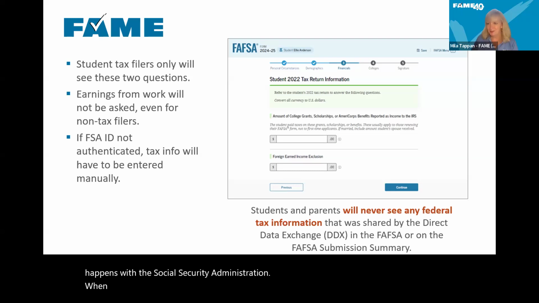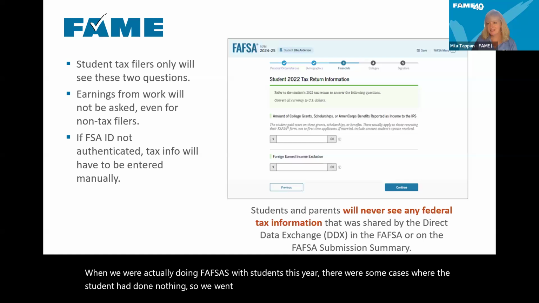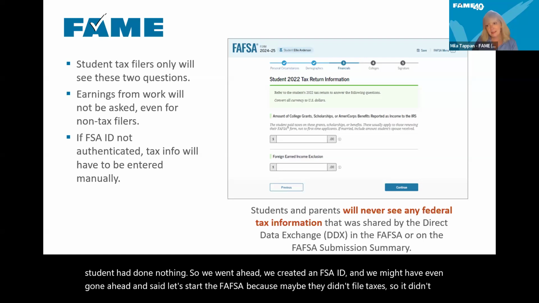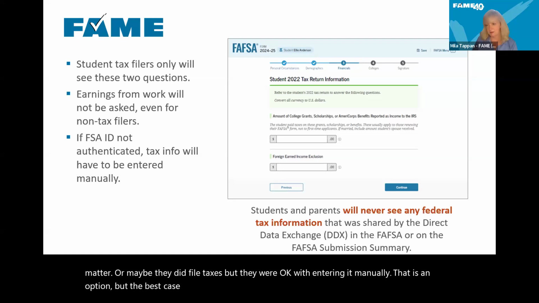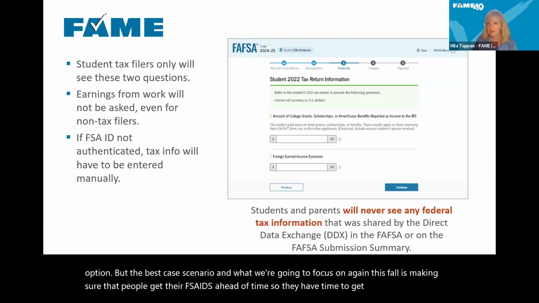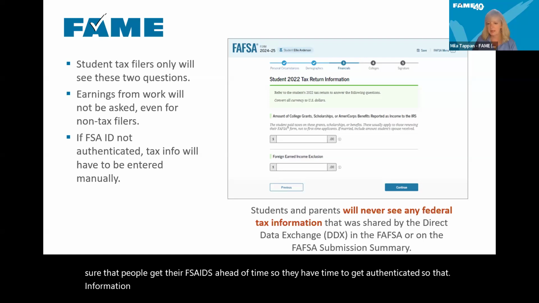When we were actually doing FAFSAs with students this year, there were some cases where the student had done nothing. So we went ahead, we created an FSA ID, and we might have even gone ahead and said, let's start the FAFSA, because maybe they didn't file taxes, so it didn't matter. Or maybe they did file taxes, but they were okay with entering it manually. That is an option, but the best case scenario, and what we're going to focus on again this fall, is making sure that people get their FSA IDs ahead of time so they have time to get authenticated so that the information comes over from the IRS, which is going to make things much easier to complete.